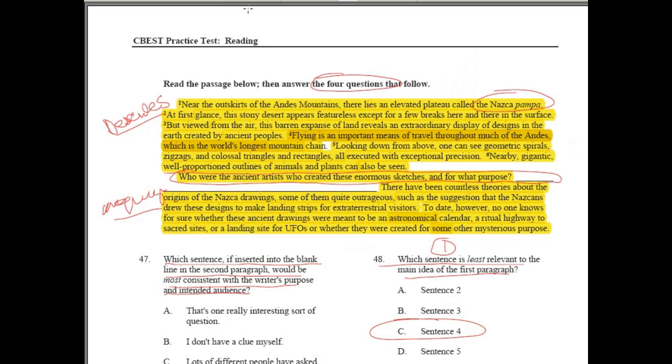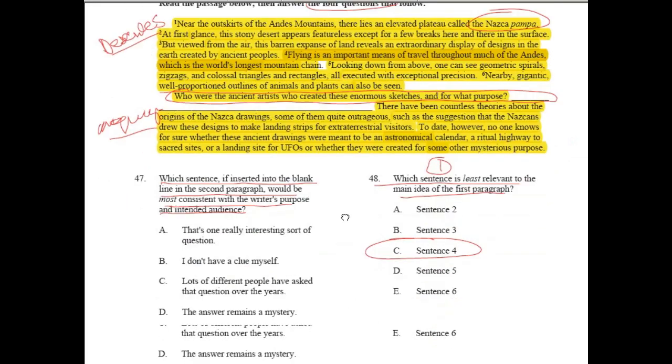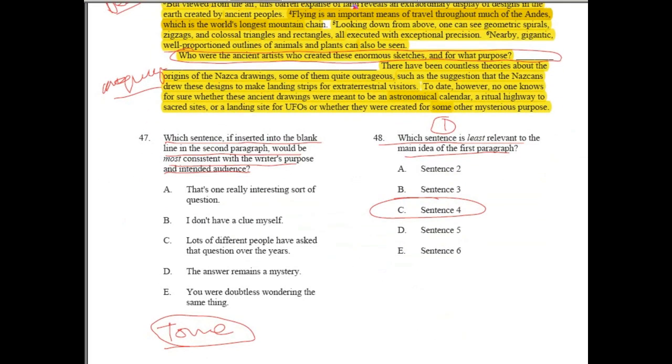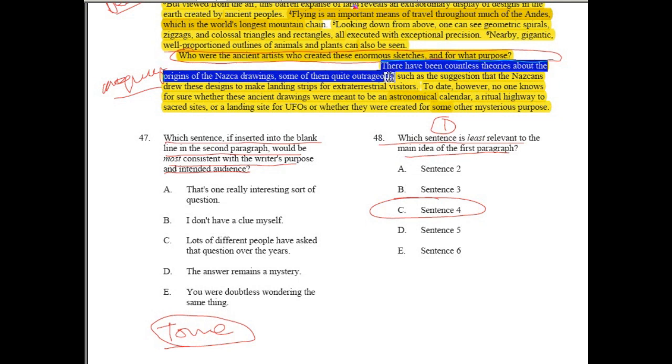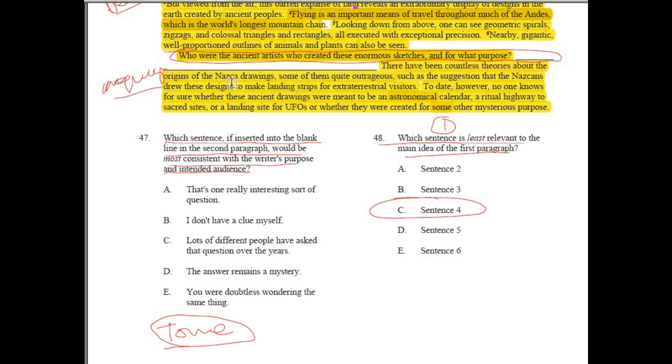Okay, jumping back to the sentence that's inserted in here, really, again, what we need to do is match tone and context. So let's see if we can do that. Who were the ancient artists who created these enormous sketches, and for what purpose? Blank. There have been countless theories about the origin of Nazca drawings, some of which are quite outrageous. Let's go down the list. That's one really interesting sort of question.